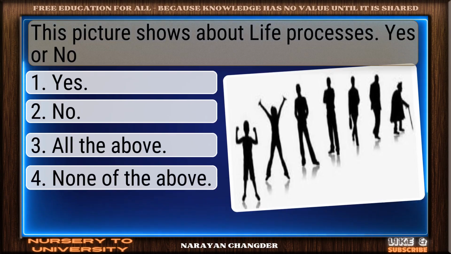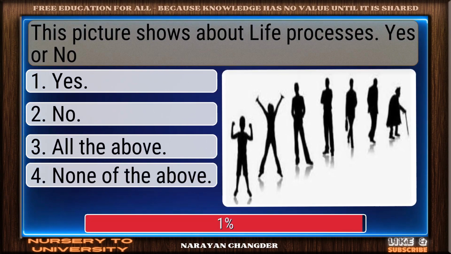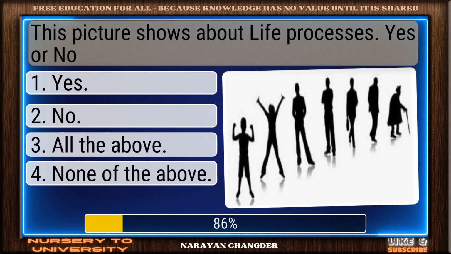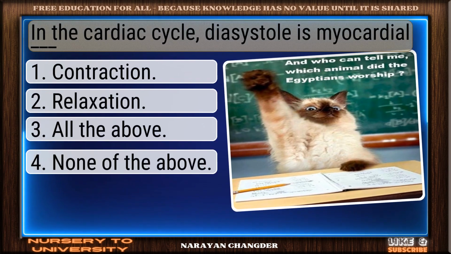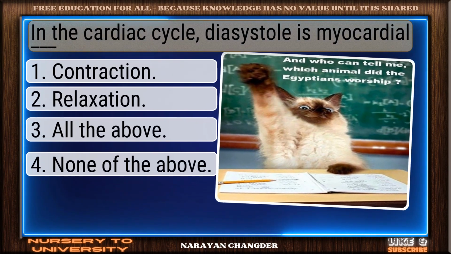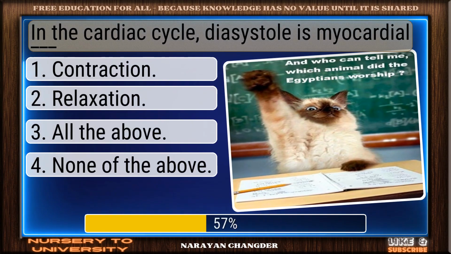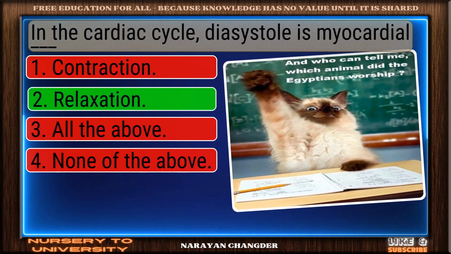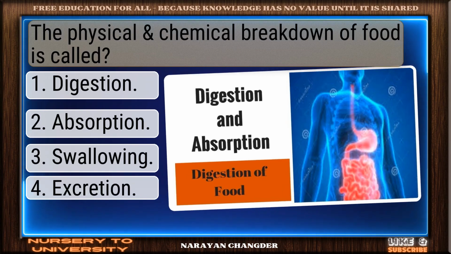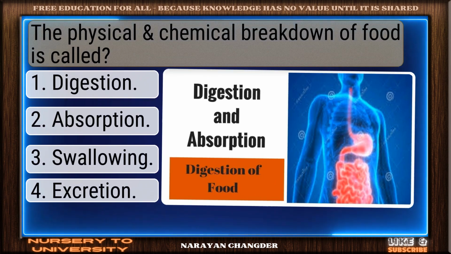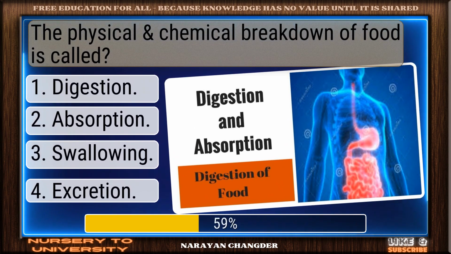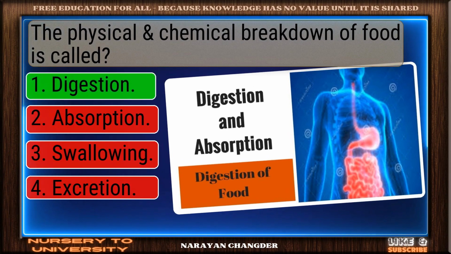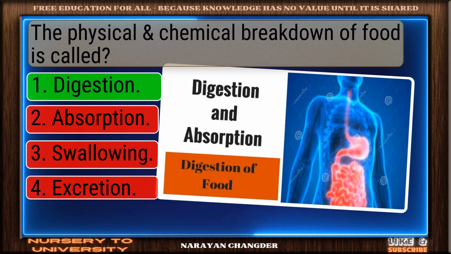This picture shows about life processes. Yes or no? Smart move. Yes is accurate answer. In the cardiac cycle, diastole is myocardial dash. Good job. Relaxation works well. The physical and chemical breakdown of food is called. Well picked. Digestion is correct.